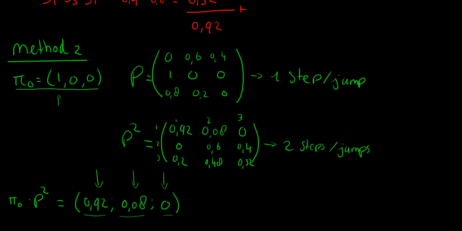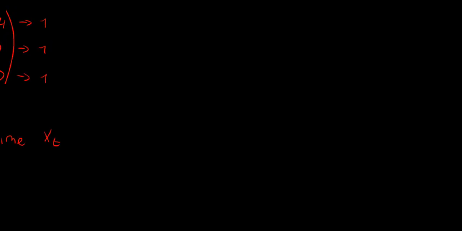The downside of this method is that we have to do matrix multiplication, and again, for very large Markov chains and very large matrices, this is very, very inefficient. Luckily, we have more methods to solve this problem. Let's look at the next method. Method 3.